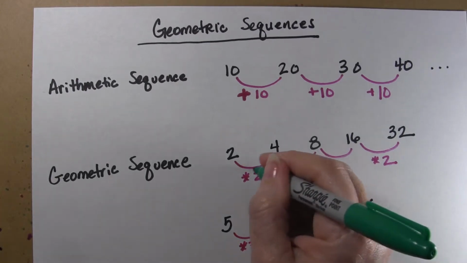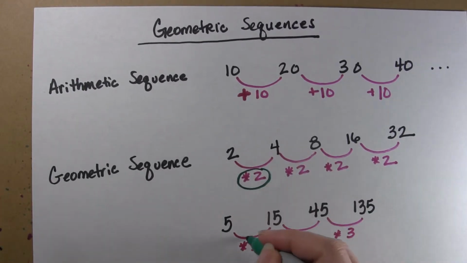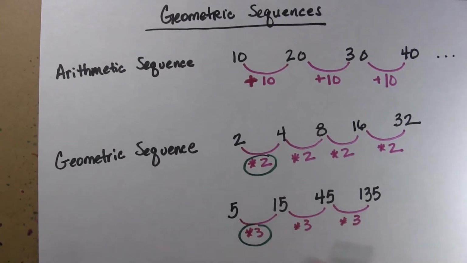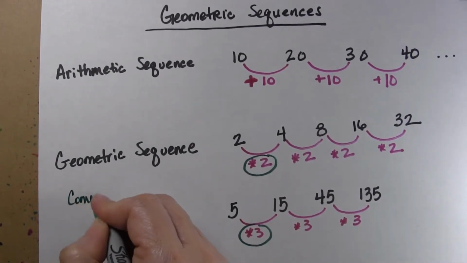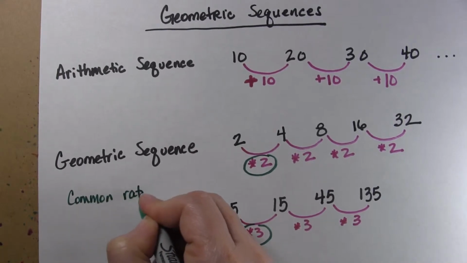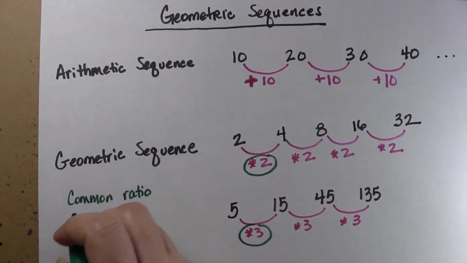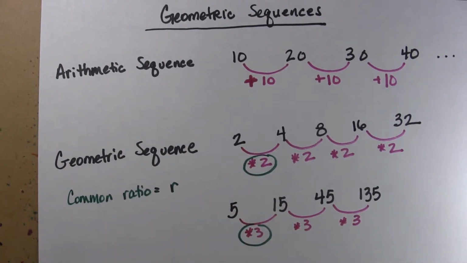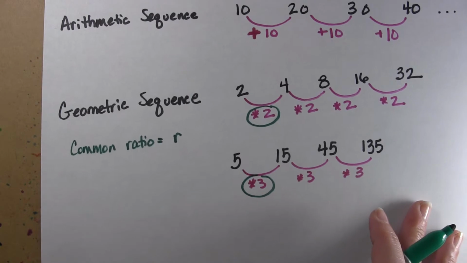This number right here that you're multiplying by, that number has a special name. That is called the common ratio. And it is denoted with the letter r, right, for ratio. And you will see this in the general term of a geometric sequence, which is just the basic formula for the geometric sequence. So let's talk about what the general term is.